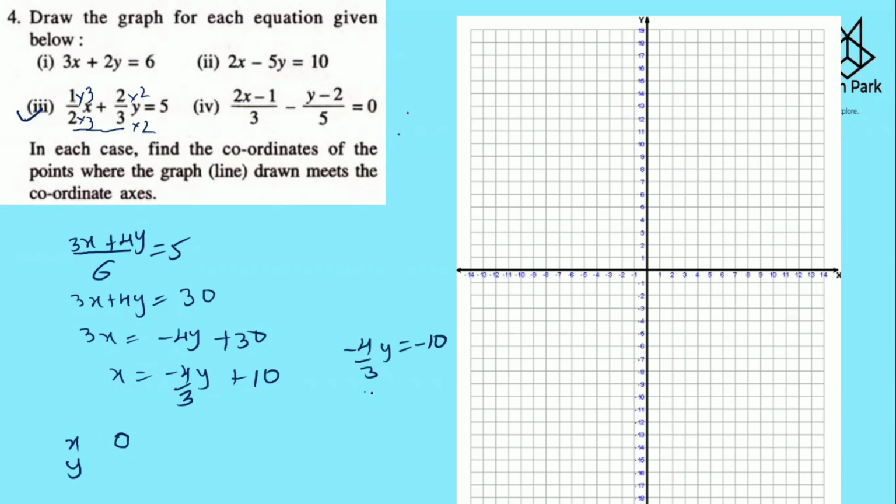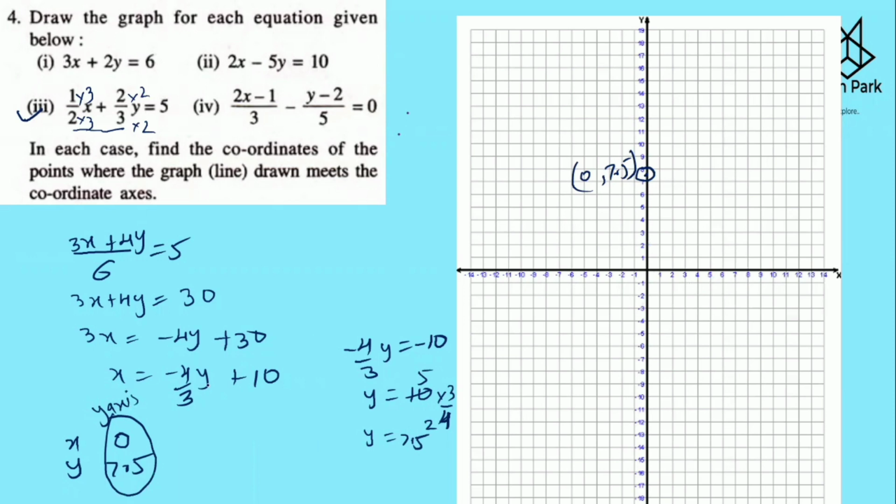So you get y is equal to 10 into 3 by 4. Minus sign gets cancelled. 2 2s are 4 and 2 5s are 10. 5 3s are 15 by 2. So we get y is equal to 7.5. So 0, 7.5: x is 0 and y is 7.5 is this point. We can see that the line meets the y-axis at 0, 7.5. So here is the point where the line meets the y-axis.